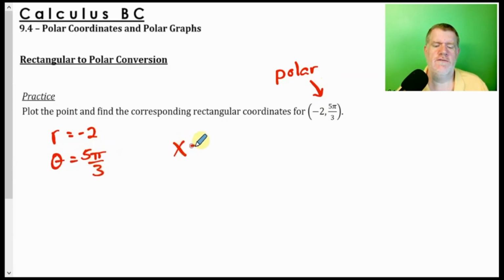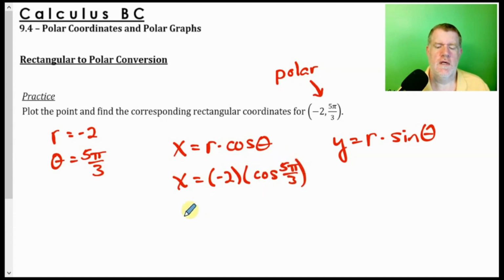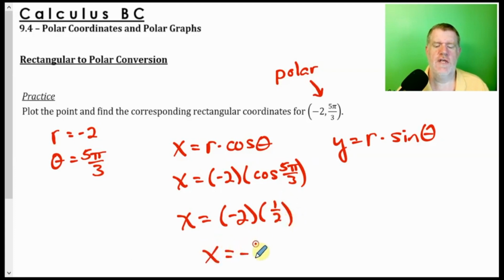Alright, now the x value is the radius times the cosine of theta, and the y value is the radius times the sine of theta. Let's plug it in. My radius is -2. Remember, that's inverted. And the cosine of 5 pi over 3. So remember your unit circle stuff, and don't pretend I knew what it was. I had to look it up. But it's a half. So x value is -1.